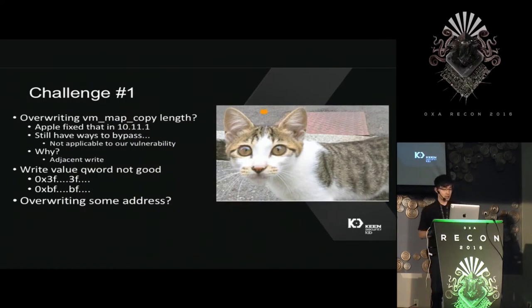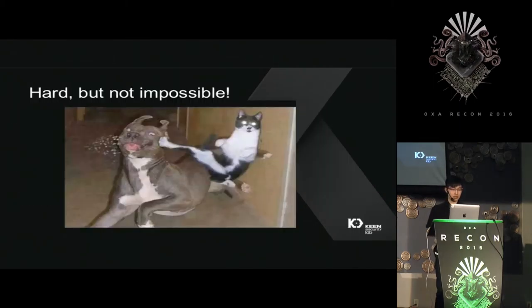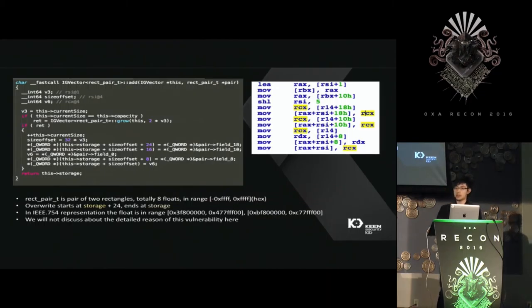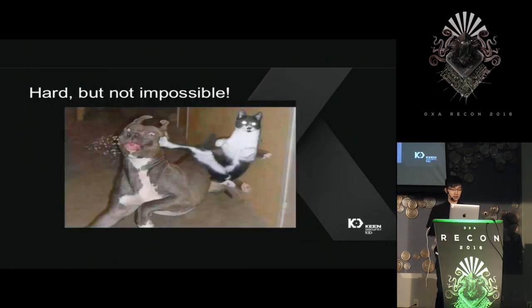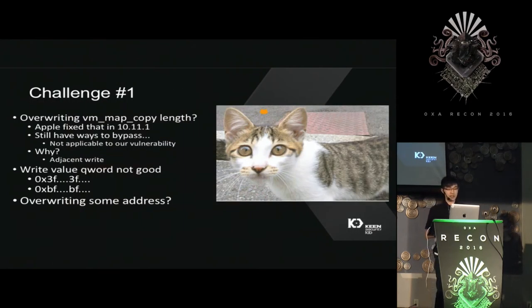So we have several challenges. The first thing that comes to mind for a skilled OSX kernel exploitation researcher may be overwriting a vm_map_copy length. But as Liang said in the previous slides, Apple has fixed it and introduced some mitigations in 10.11.1. Although we still have ways to bypass it, it's not applicable to our vulnerability, because the Blizzard vulnerability requires a continuous write descending from high address to low address. If we choose to overwrite the length in the vm_map_copy, we will definitely also overwrite the header of the vm_map_copy, and it will lead to a kernel panic.